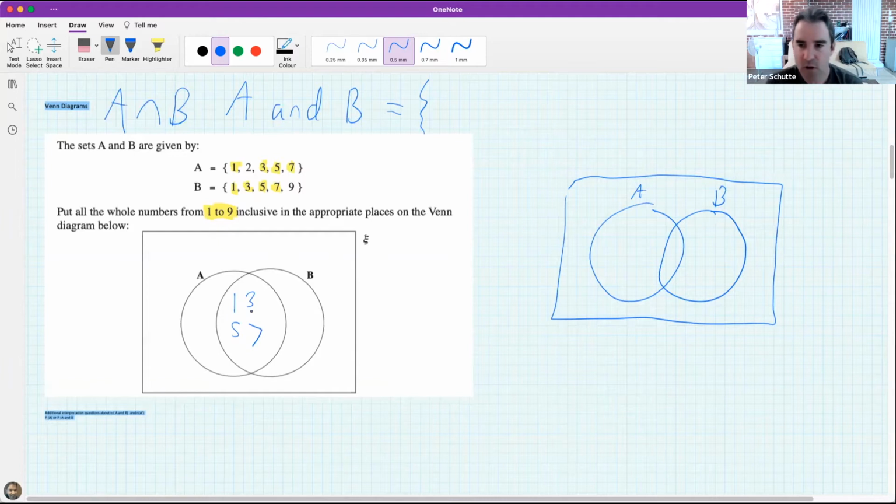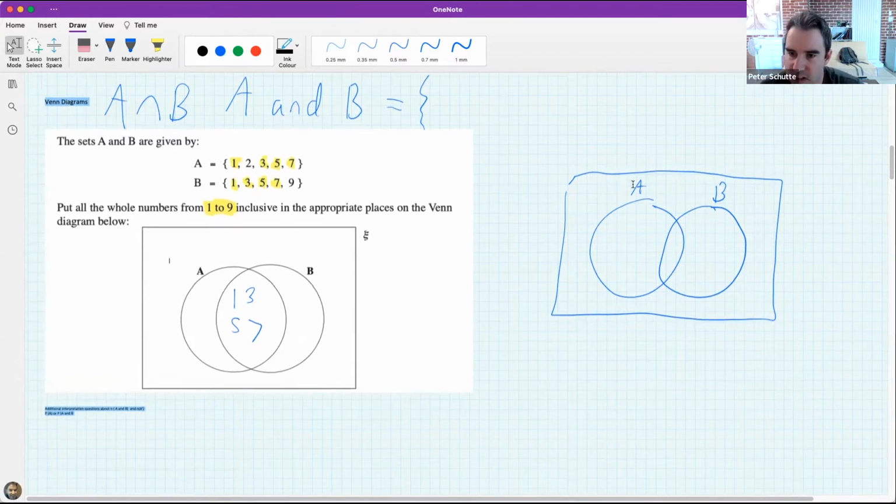You should get 1, 3, 5, and 7 going here. Now what I want you to do is try and figure out what goes in this bit here, which is only in B and not in A, and if there's anything out here. So see if you can do that. And then once you are done with that, let me know what your answer is. A is 2.